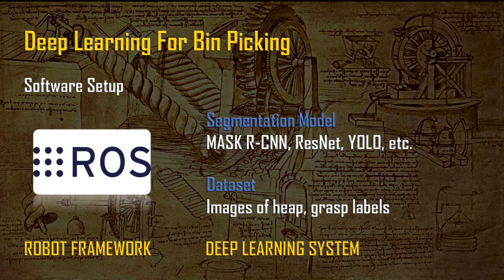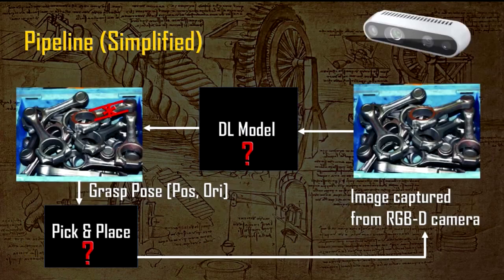So actually the model, depending on the pipeline, would change. If it's a segmentation approach that we are following, we could use a segmentation model like Mask R-CNN and other models. And if it is just object detection, then we'll choose such an algorithm. Mask R-CNN actually does both object detection and segmentation. And for the data set to feed, we have images of the heap and grasp labels.